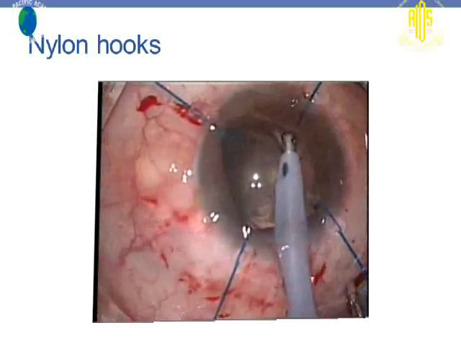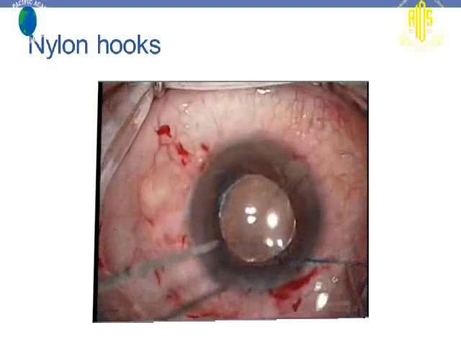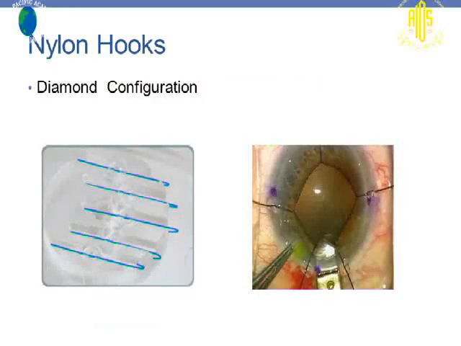And notice that there is stenting of the iris which occurs when you use the nylon hooks. The pupil does get slightly distorted. You may aspirate iris tag, especially if it is a uveitic pupil, and so one has to be careful about these things. Diamond configuration of nylon hooks has also been described, so that through the main incision you put one nylon hook, which does not cause repeated iris prolapses.